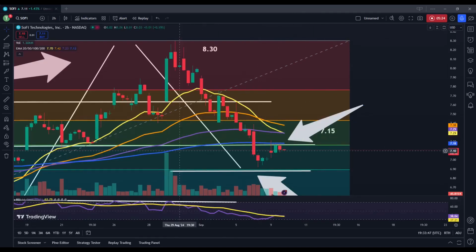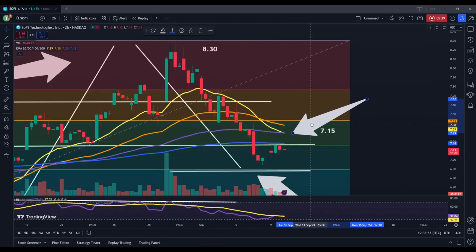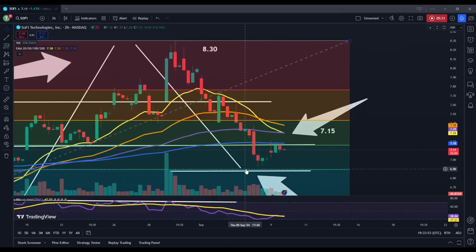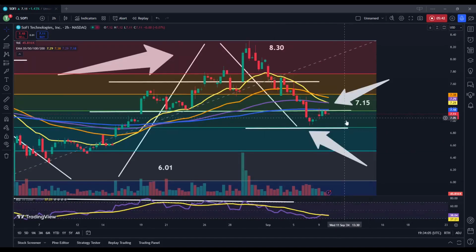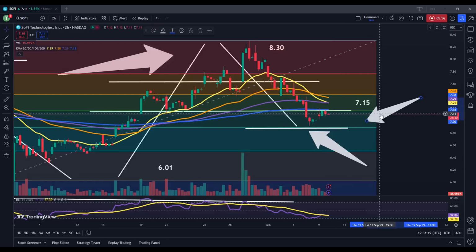This is still critical because the sort of rising blue line here is the 200 period exponential moving average. So you've got an exponential moving average resistance zone and a prior historical support zone that would now be expected to work as resistance. So you've got two different structures here fighting one another. And at the moment, what you've got developing is a very tight trading range, coming in roughly between $6.90 and $7.15.